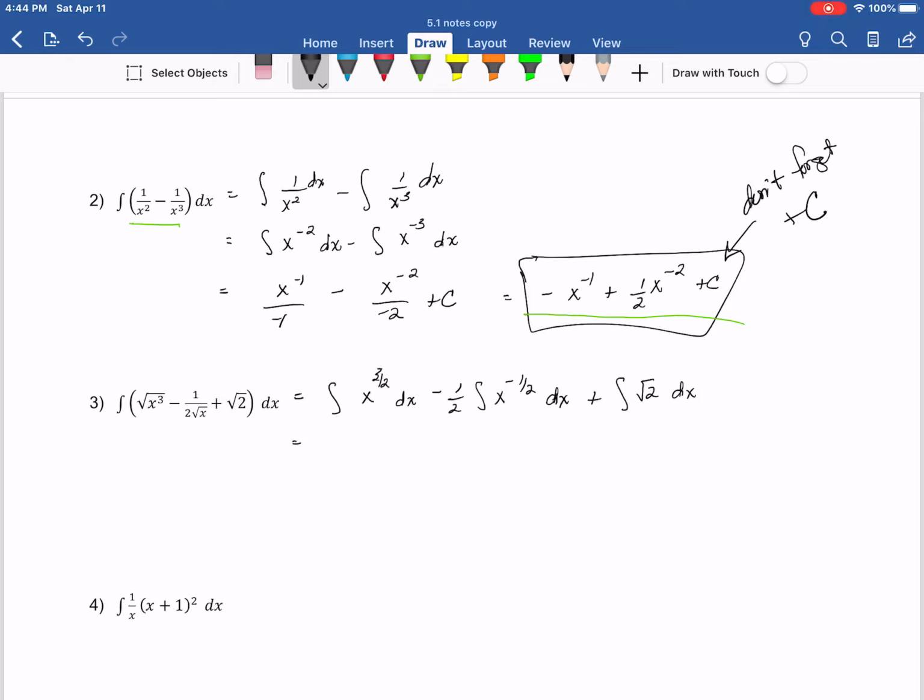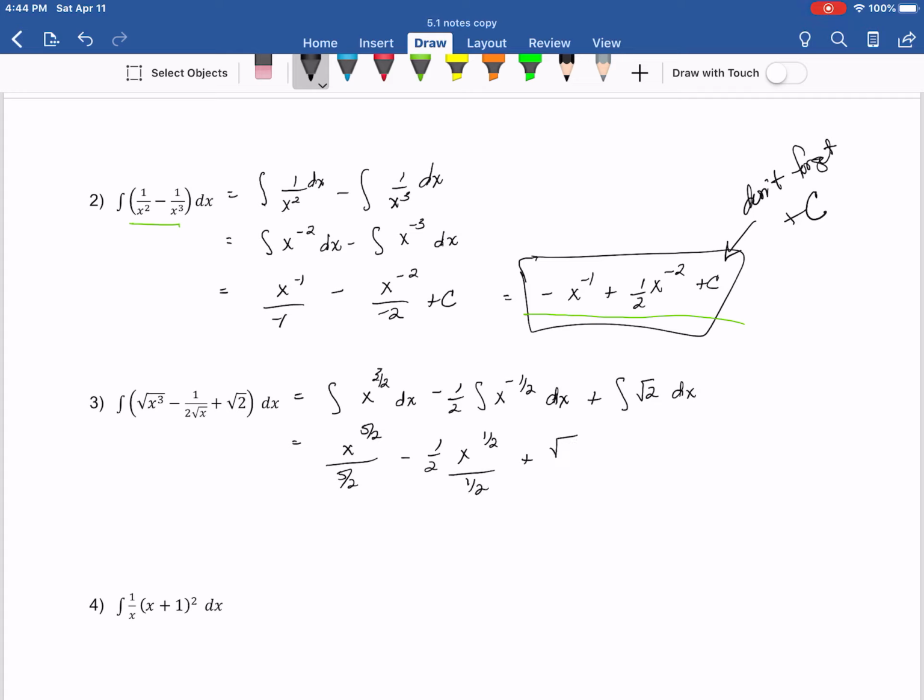So x to the 3/2, you add 1 to the power. You divide by that power. Next, you add 1 to the power. You divide by the power. Next, what's going on here?